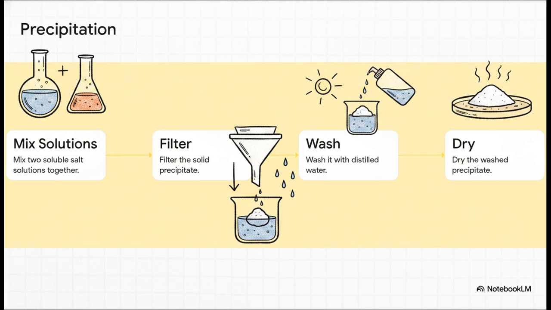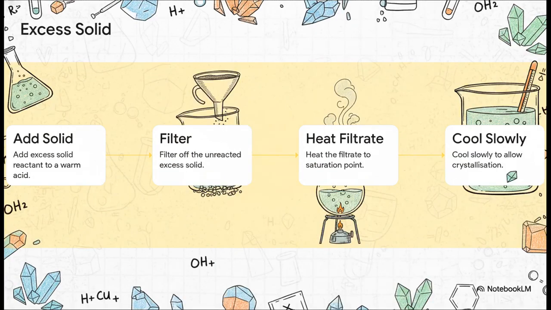It's beautifully straightforward. Step 1, you just mix two soluble salt solutions together. Because your final product is insoluble, it instantly forms a solid, which we call a precipitate. Step 2, you just filter out that solid. Step 3, wash it with distilled water to get rid of any impurities. And step 4, dry it out. Boom! You've just cooked up your first insoluble salt.